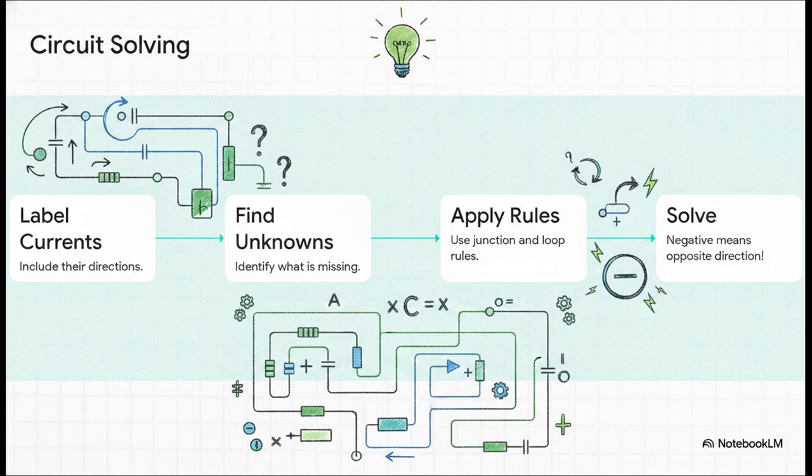First, label your currents. Second, identify what you don't know. Third, write out your loop and junction equations. And fourth, solve them. And hey, here's a fantastic pro tip. Do not panic if you finish a page of algebra and end up with a negative current. It doesn't mean you broke the laws of physics. It just means your initial arbitrary guess for which way the current was flowing was backwards.